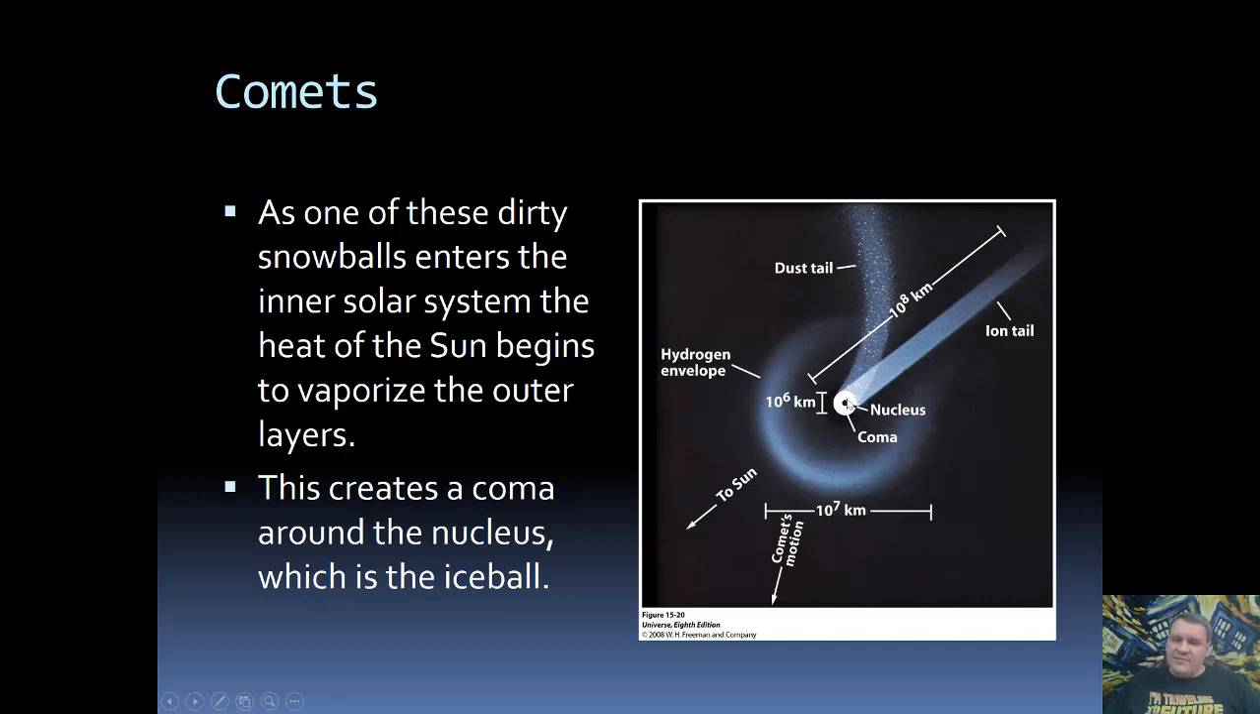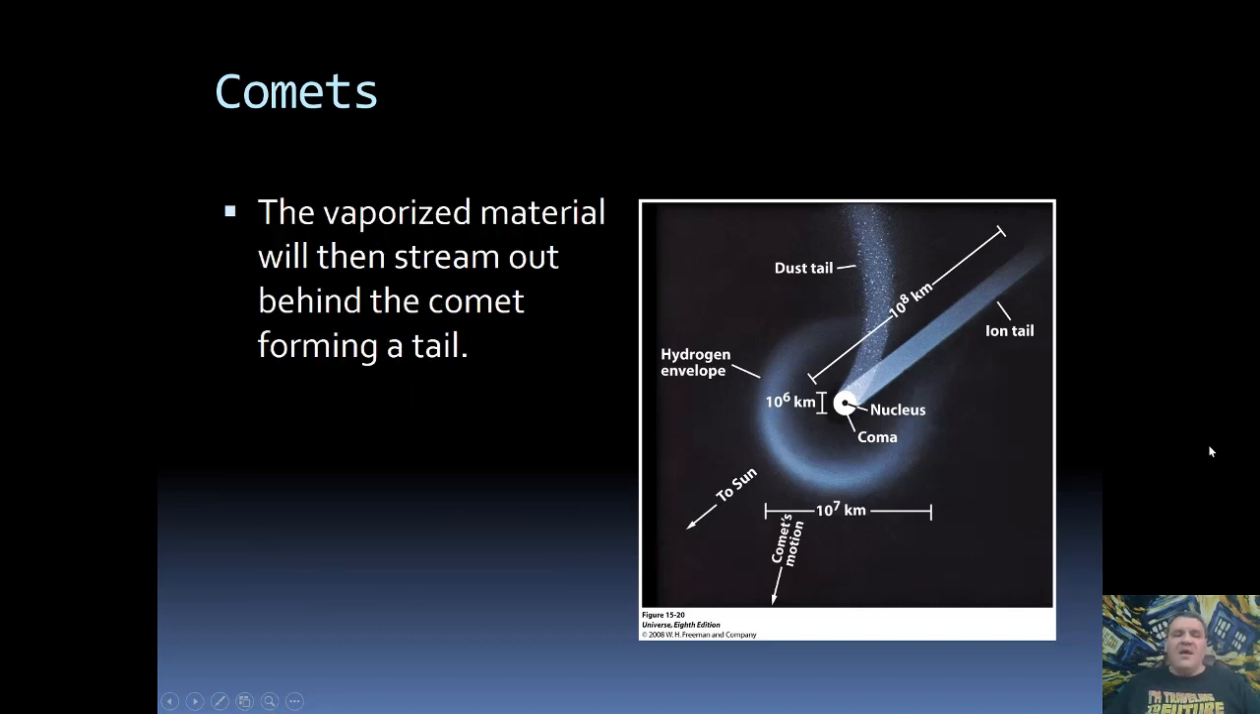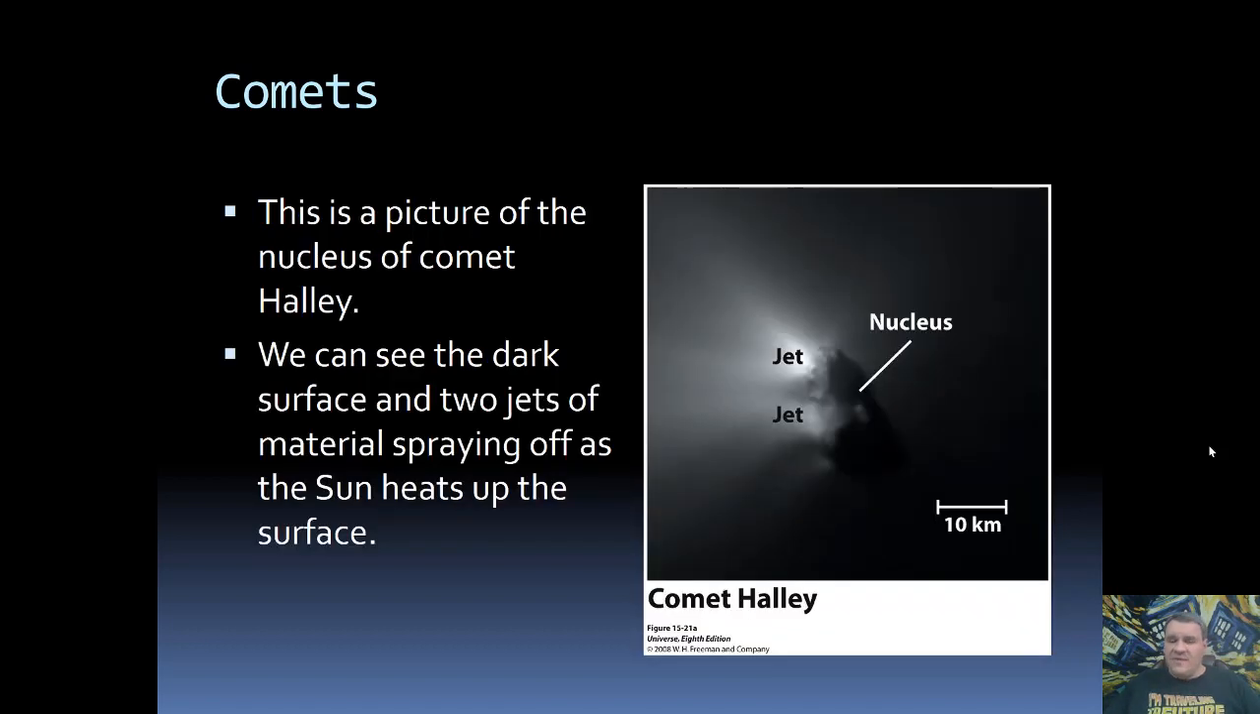So the nucleus begins to heat up, which causes it to begin to vaporize, creating the head of the comet, what we refer to as the coma. Then this vaporized material is going to stream out away from the nucleus, which is going to create the tail of the comet. In this case, what we're looking at for this picture is the nucleus for Halley's Comet. Halley's Comet is possibly the most famous comet. Maybe you've heard of it previously. But this was a picture the last time that it came into the inner solar system in the early 1980s. And in this case, we can actually see some of these regions where it's vaporizing, creating these jets.